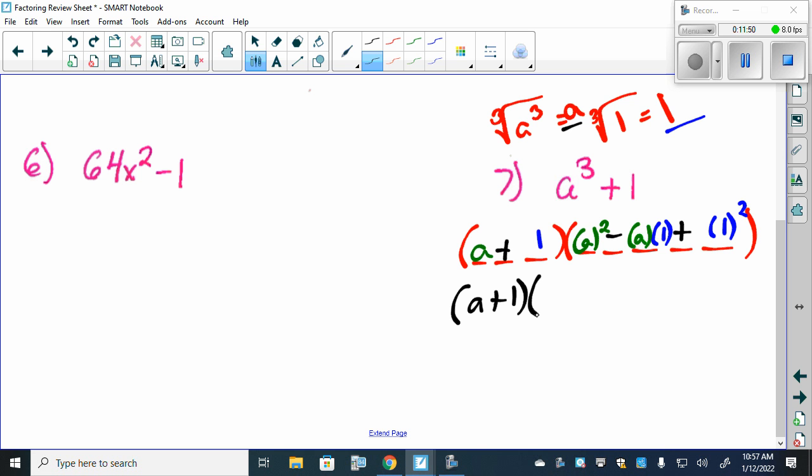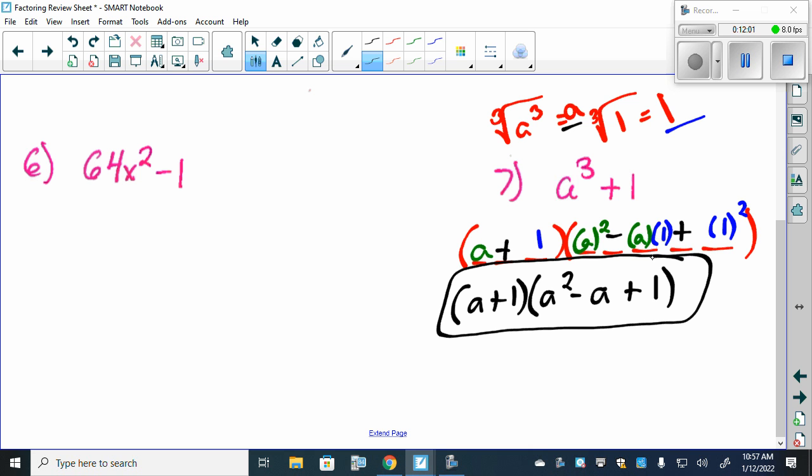And well, a squared minus 1 times a is a, plus 1 squared is 1. So not a whole lot changed, mainly because a being squared and 1 being squared really is just going to give us a squared and 1. It really didn't change a whole lot. But this factored is a plus 1 times a squared minus a plus 1. And that's it.